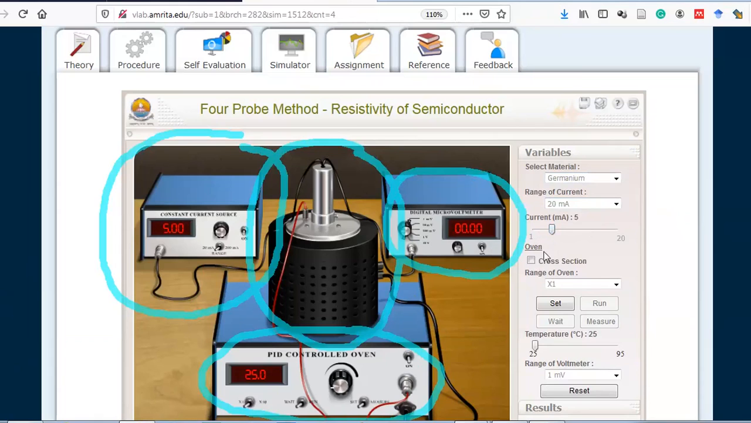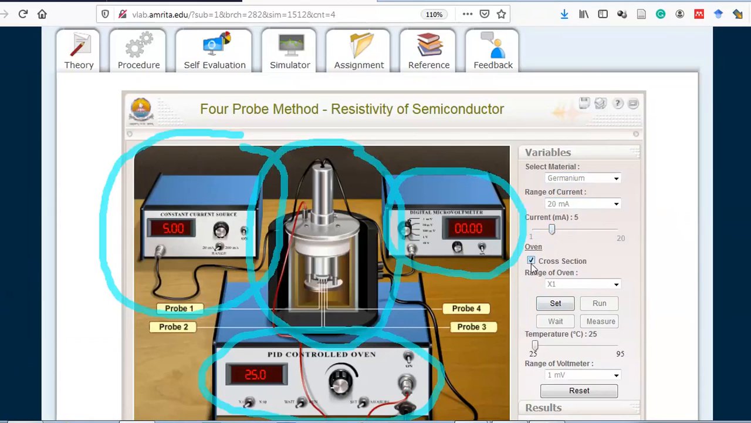Now coming to this oven. Suppose if you want to see what is exactly inside this oven, you click on this checkbox. Now you see the components inside the oven, you can check it out. All that setup which I told to you is inside this oven. Probe 1, probe 2, probe 3, probe 4 are there, the entire setup.